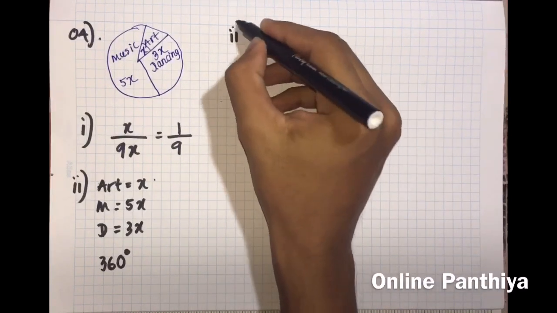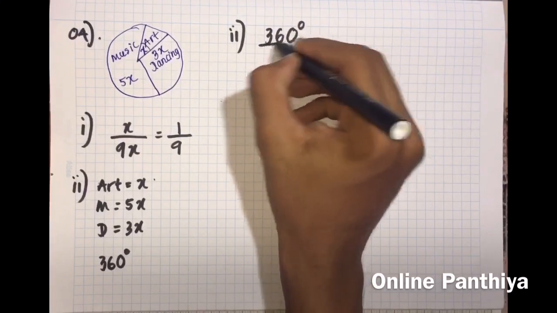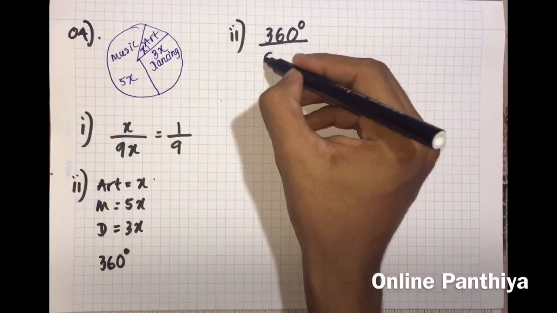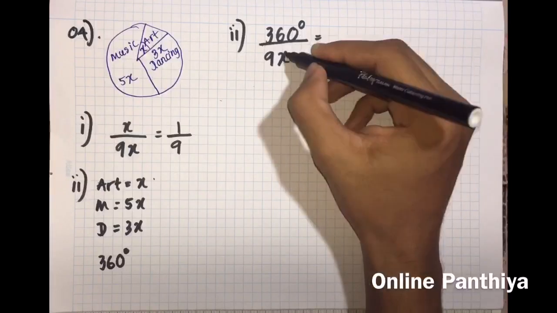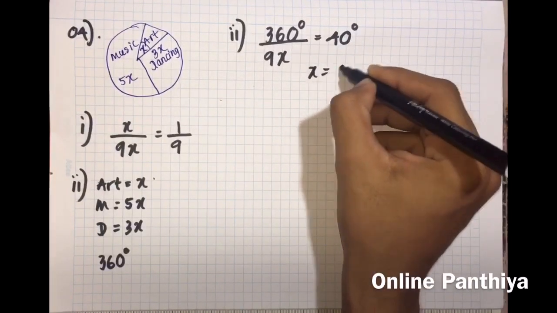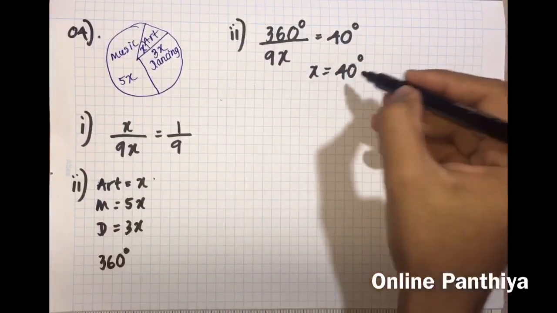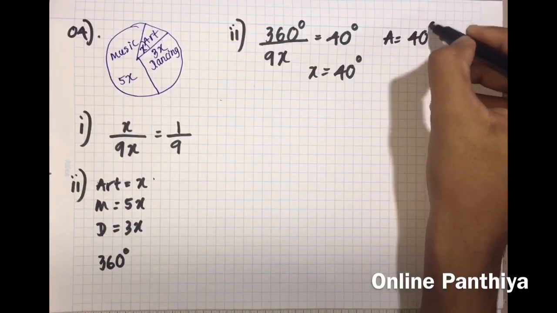So what should you do? I'll go on with the same question. The total angle is 360. You have to divide by the total number of students, that is 9x. Let's say 9. So 1x is equal to 40. 1x represents 40 degrees. So can't you write art is equal to x, just 1x? So it is equal to 40 degrees.